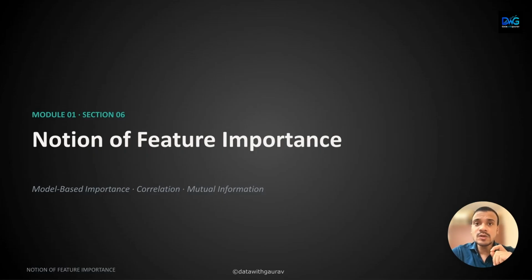We will introduce the concept of feature importance, the process of measuring how much each feature contributes to a machine learning model's prediction. We will begin with correlation, then we will explore mutual information, and finally we will look at model-based feature importance techniques that are widely used in real world machine learning workflows. So by the end of this section, you will know how to identify the features that truly matter and make better decisions when selecting features for your own model.